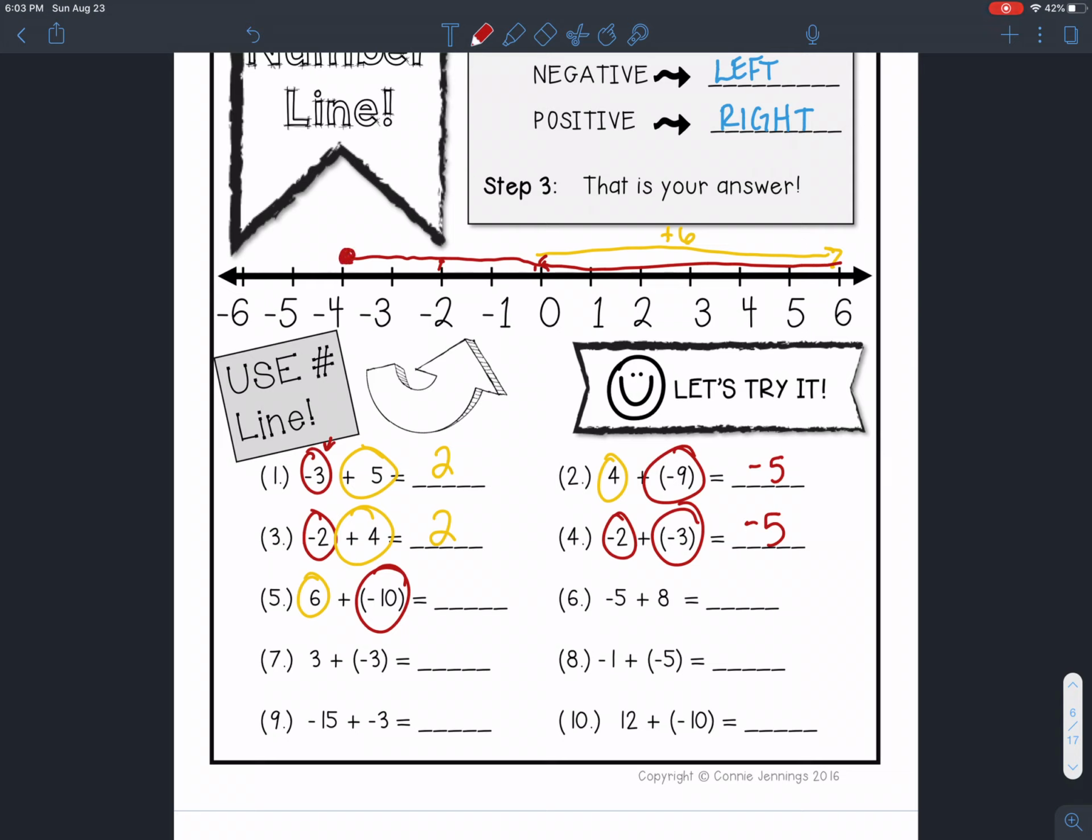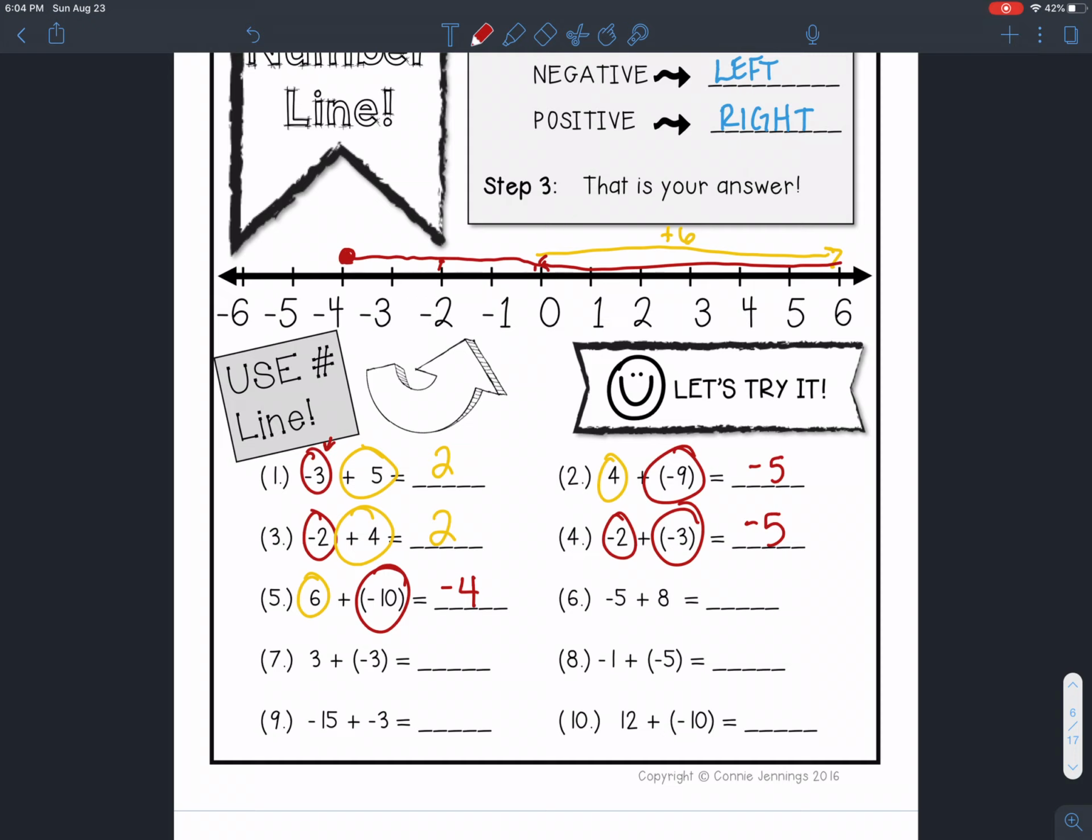Using that additive inverse helps me, rather than having to jump 1, 2, 3, 4, 5, 6, 7, 8, 9, 10. I know that 6 will get me back to 0, and then 4 more after that will make -4. Okay, so that gives us an answer of -4.